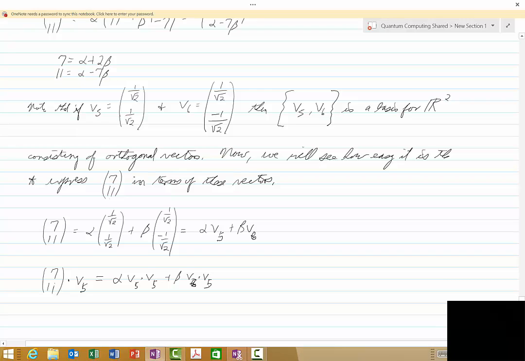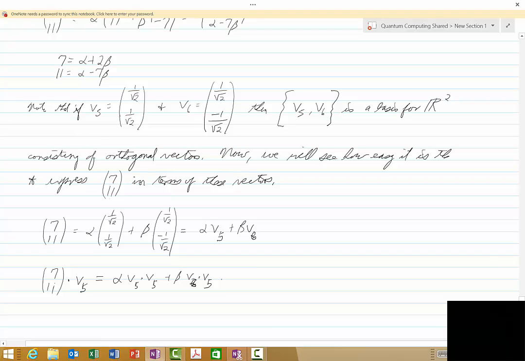Okay? Now, notice that, as we said, V5 and V6 are orthogonal to each other. In other words, if we take the dot product of V5 with V6, we get 0. And you can see that. 1 over square root of 2 times 1 over square root of 2 is 1 half. 1 over square root of 2 times minus 1 over square root of 2 is minus 1 half. 1 half minus 1 half is 0.